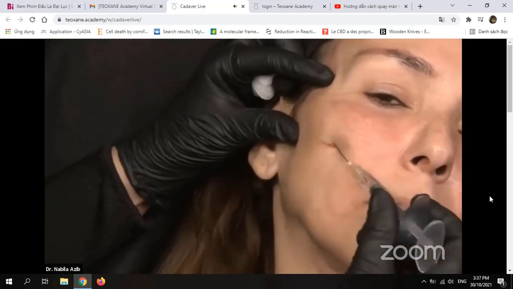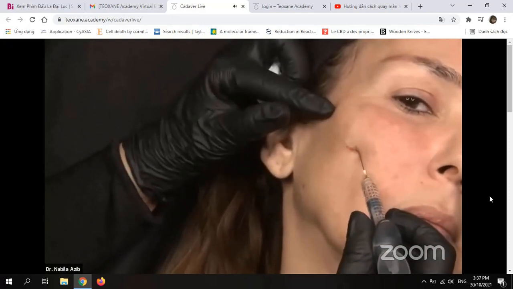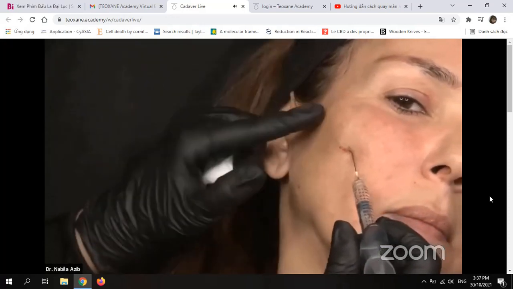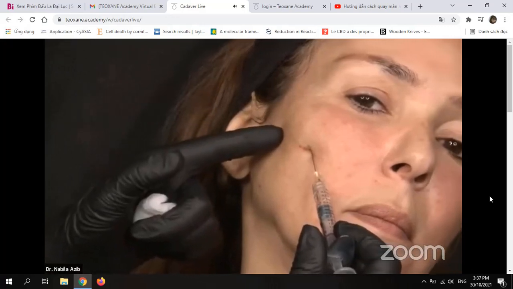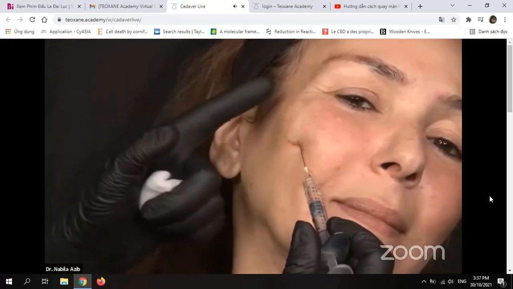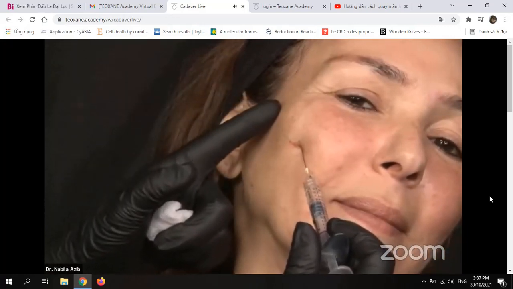Can you show us now where is the tip of your cannula? How far? Here. Okay, yes, thank you. If my patient smiles, you will see a demarcation. Smile, please. You see? Now my last bolus is here.